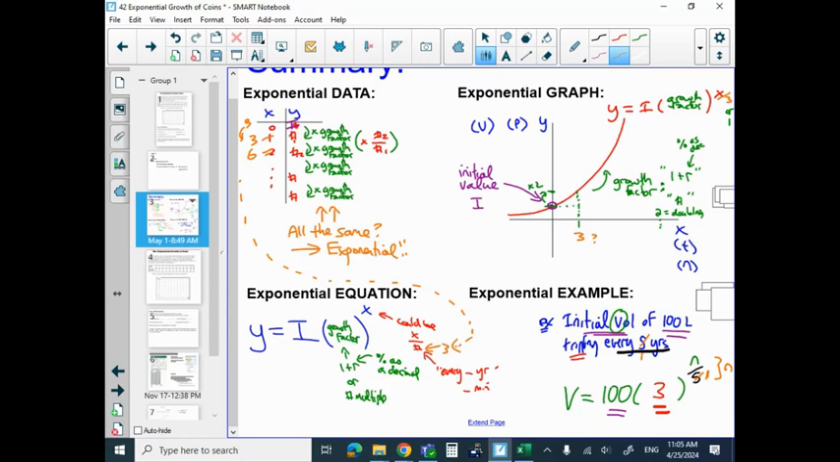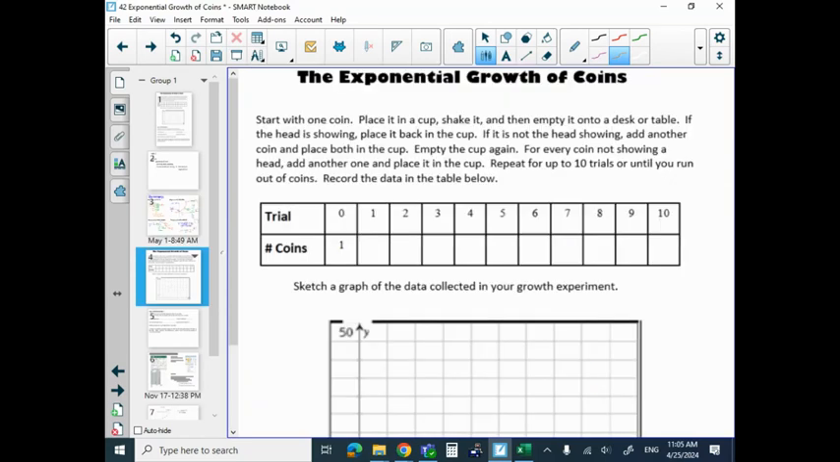Okay, so we want to sort of put that to use today. Today, it's an activity that you can carry out easily. You just have to get a bunch of coins and carry it out, but we'll just look at the idea of it here as well.